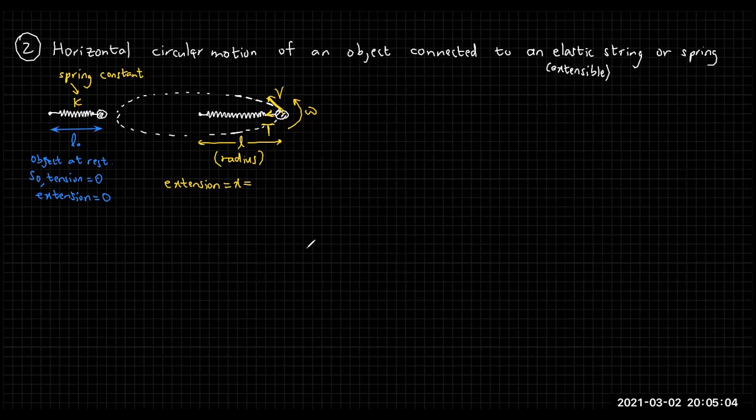Good. One correct answer so far. Now the new length is L. Initial length is L naught. Therefore, the extension has to be L minus L naught. Now, if you apply Hooke's law, we know F is equal to Kx. What is the force acting on the spring? That is T, the tension, and K into the extension, that is L minus L naught. So that is ready. That's the tension.